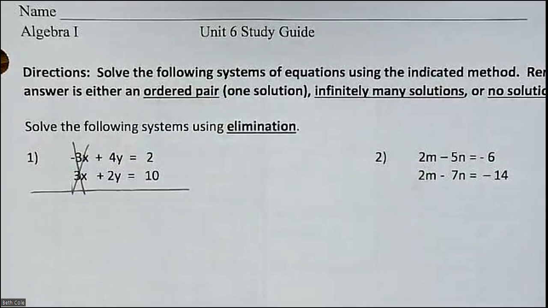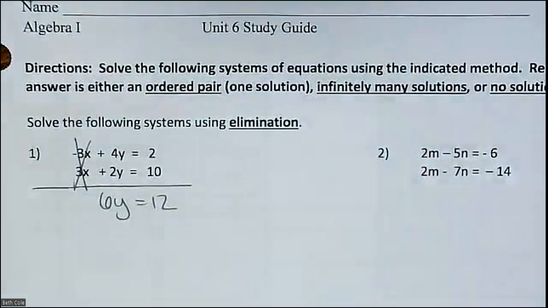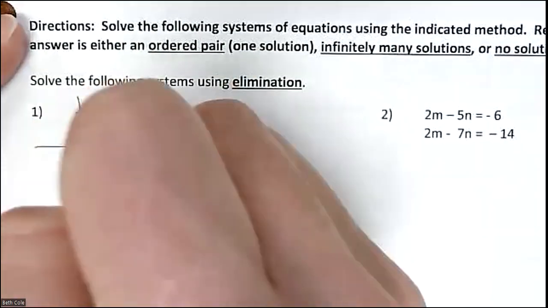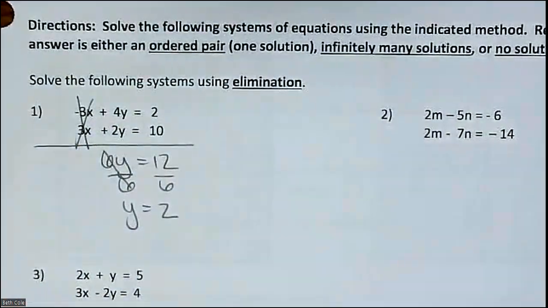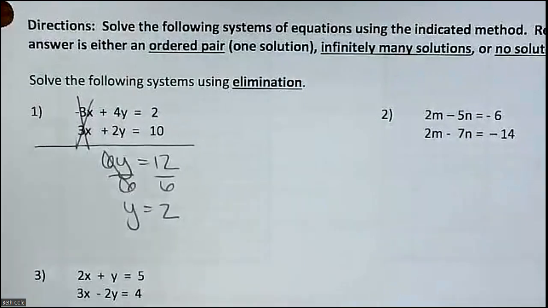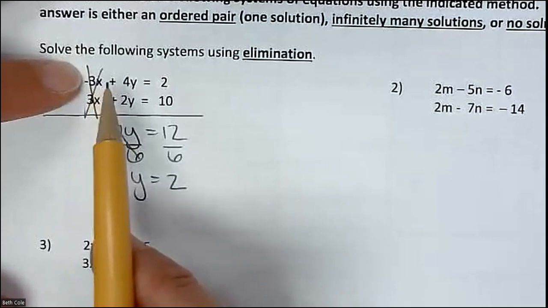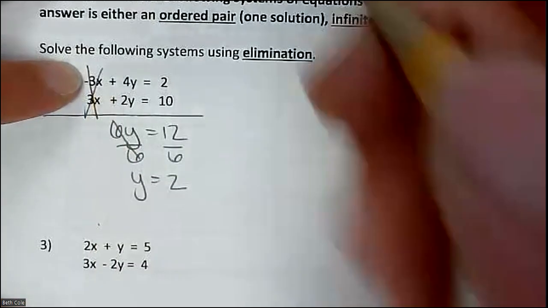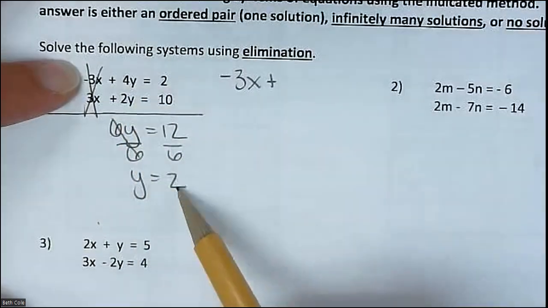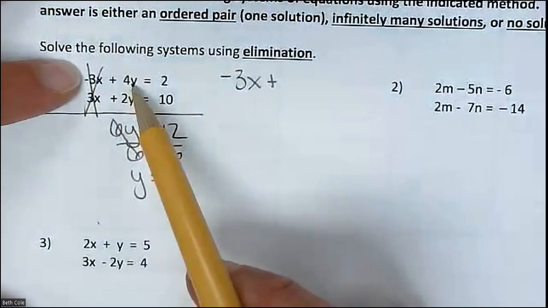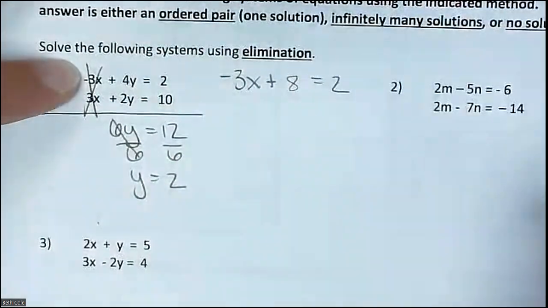Add the other columns. What have you got? Good. 6y equals 12, just adding. And then the answer kind of falls into your lap. Divide by 6. Y is 2. So you found Y. You're going to take that and plug that back into the very first equation to get X. So, and I know I X'd this out, but it's negative 3X plus, now it says 4Y, but we're plugging 2 back in for Y. Y is 2. So 4 times 2 is 8, and then equals 2.